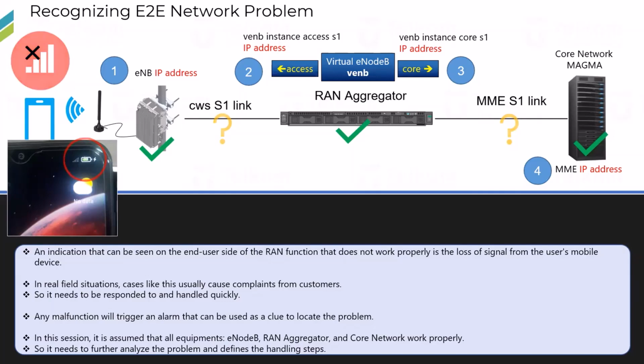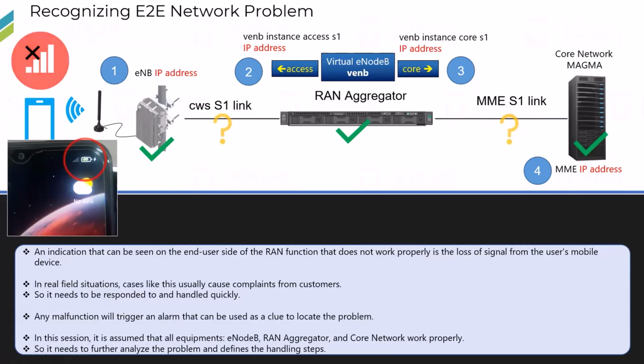And then in this training session, we assume that all equipment, meaning eNodeB, this is the integrated radio unit and baseband unit, RAN aggregator and core network, all this equipment is okay and working fine. No power outage, no hardware damage or anything. All the equipment is just fine. This is our assumption for this training session.